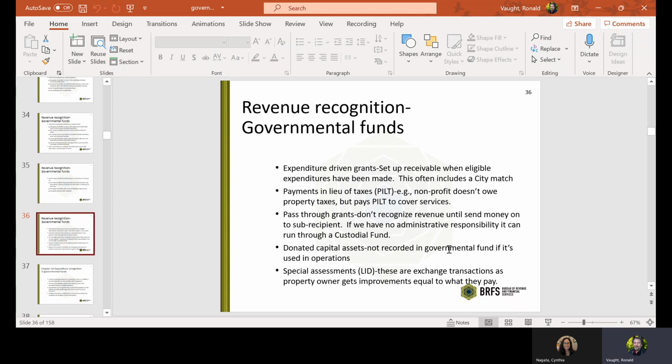Donated assets, we have a lot. PBOT, water and BES all get a lot of stuff donated from developers. So somebody comes in and builds a subdivision and they donate the streets to PBOT and the water mains to water and the sewer mains to BES. But for modified accrual and current financial resources, that's not a cash transaction, so we don't have any kind of revenue or expenditures there. So we do recognize it as revenue for accrual basis. So it does show up over there.